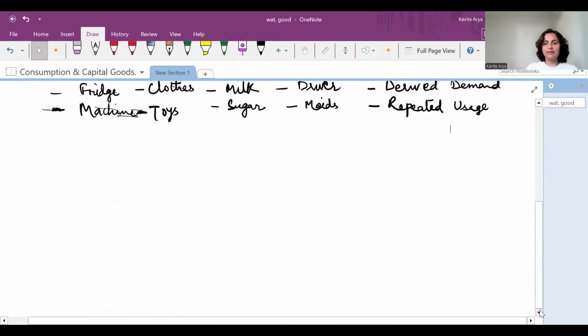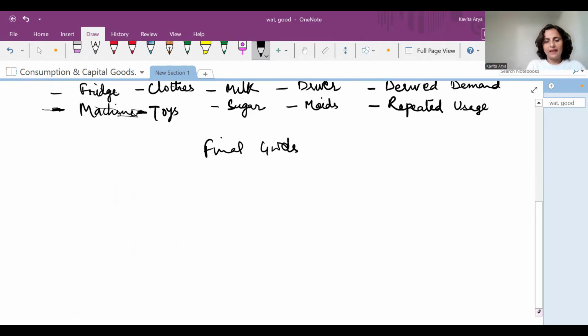Now let's have one overview of the final versus intermediate goods, now that we are done with this topic also. So let's have the final goods and the intermediate goods.